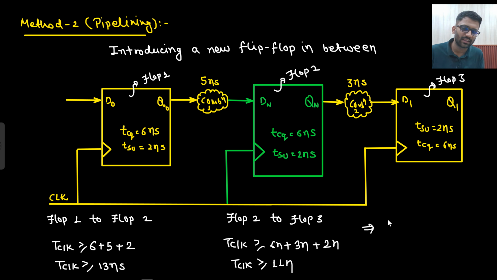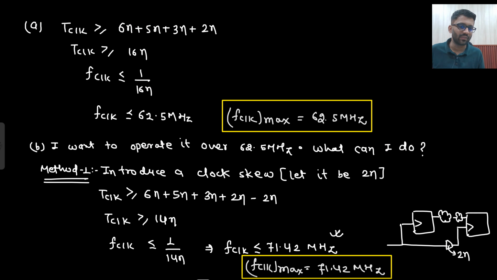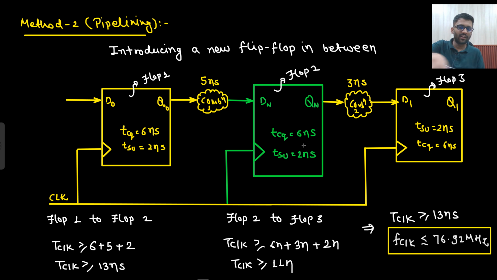So what will be the final answer? Your T clock should be greater than 13 nanoseconds. So your F clock should be less than or equal to 1 by 13, which is 76.92 megahertz. So this is the maximum frequency, which has increased. What was our maximum frequency before? 62.5. By method 2, by introducing a flop in between, which is known as pipelining, I have increased it.